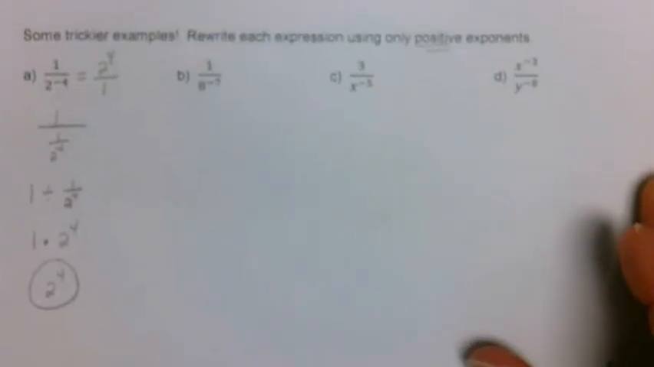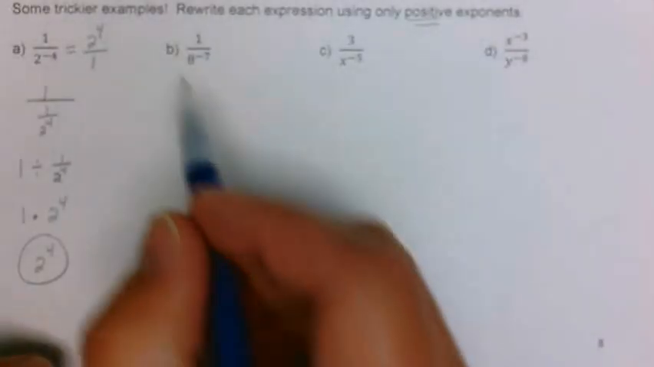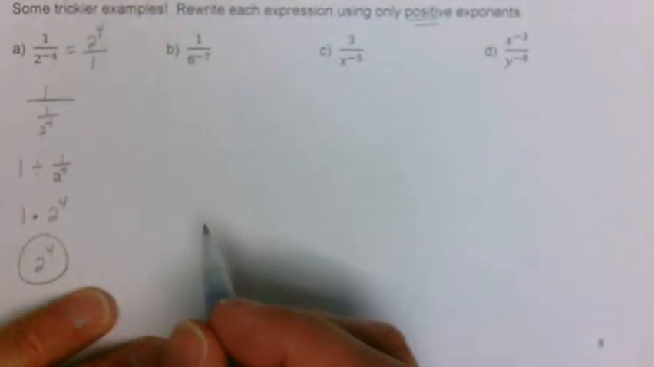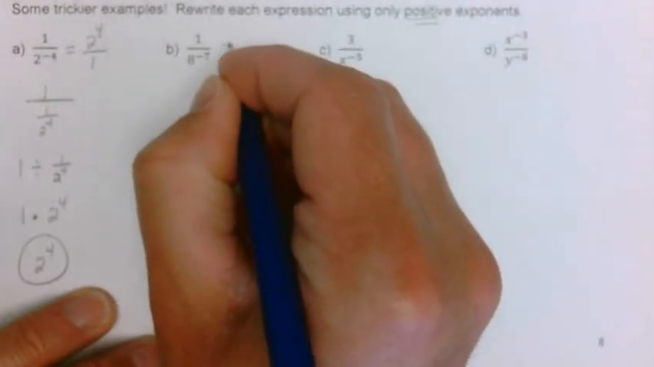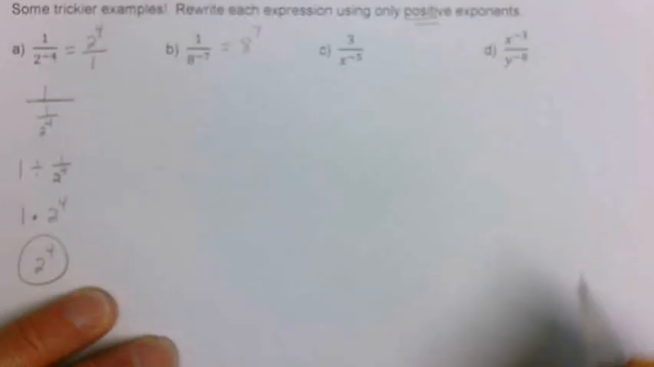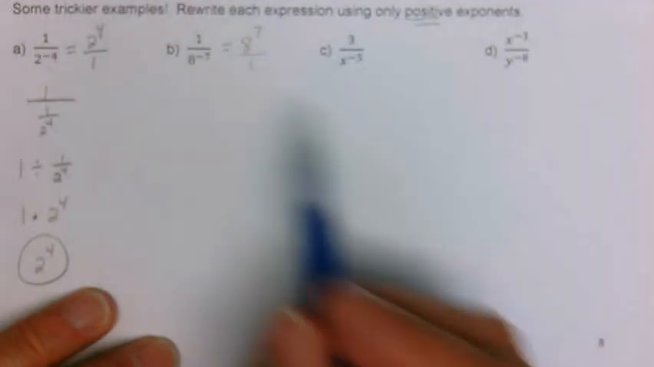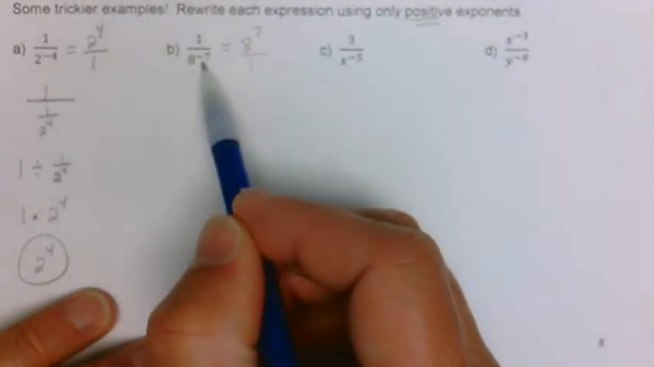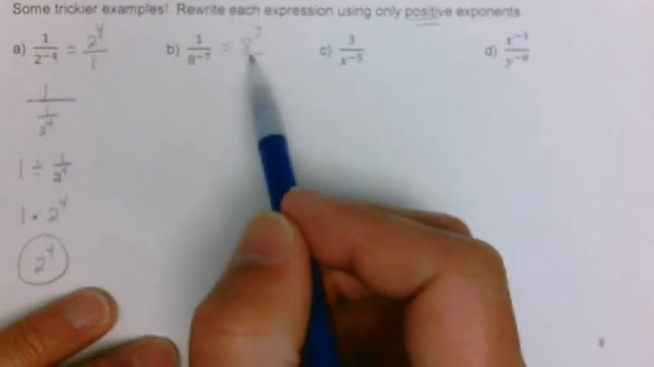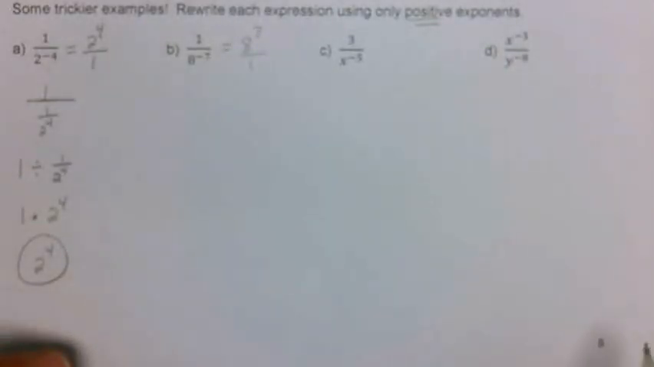So looking at example B, 1 over 8 to the negative seventh power is just going to be 8 to the seventh power. And again, you can think of that as 8 to the seventh over 1. It was in the denominator being negative. It's going to move into the numerator and become positive. So 8 to the seventh power.